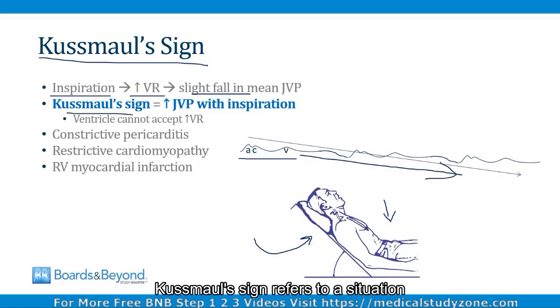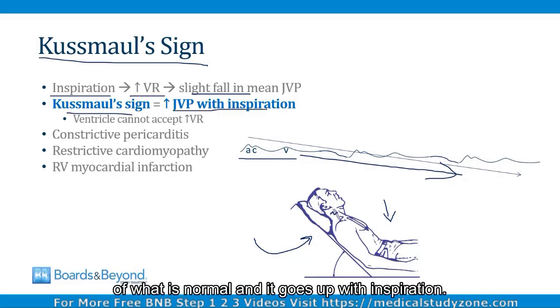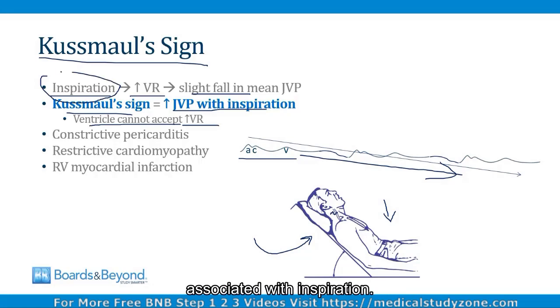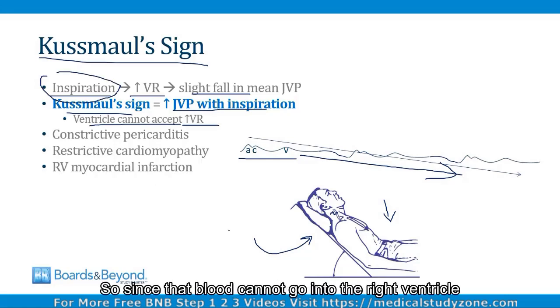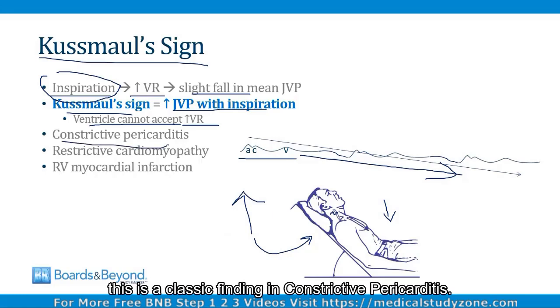Kussmaul's sign refers to a situation where the jugular venous pressure does the opposite of what is normal and it goes up with inspiration. This happens anytime the right ventricle cannot accept the increase in venous return associated with inspiration. So since that blood cannot go into the right ventricle, the jugular venous pressure shoots up instead of falling like it should. This is a classic finding in constrictive pericarditis.